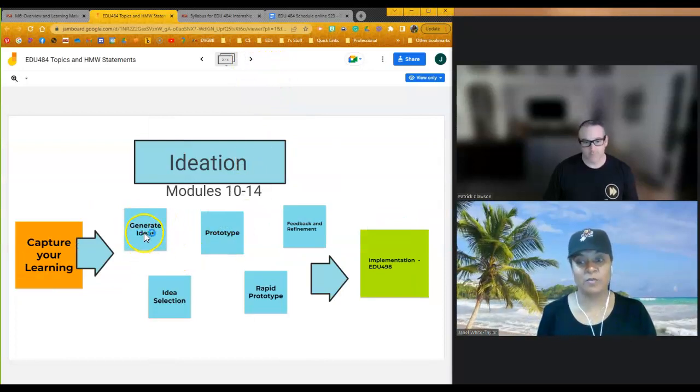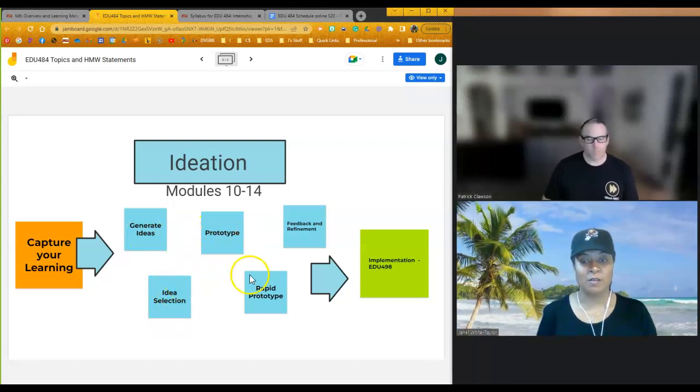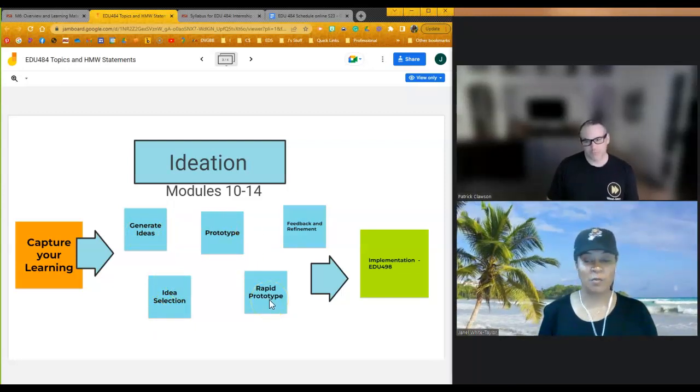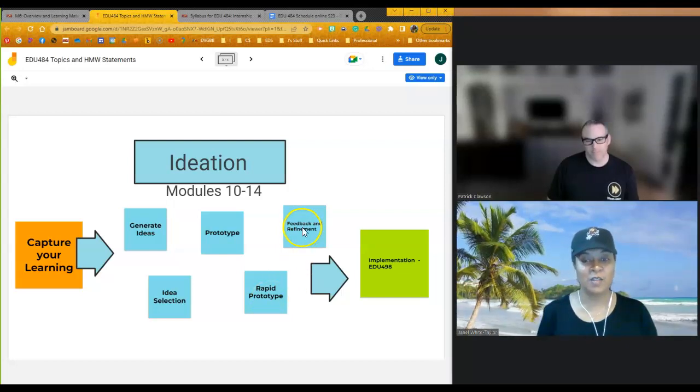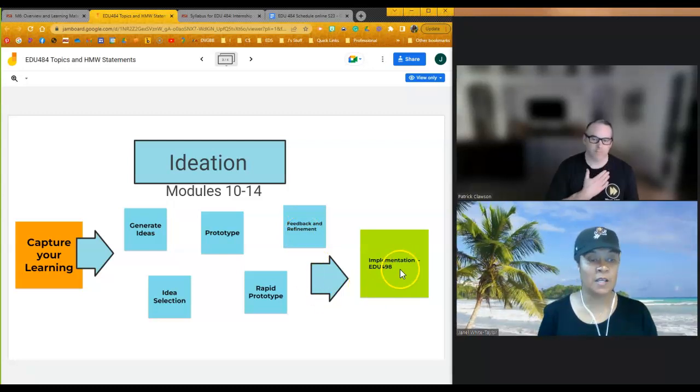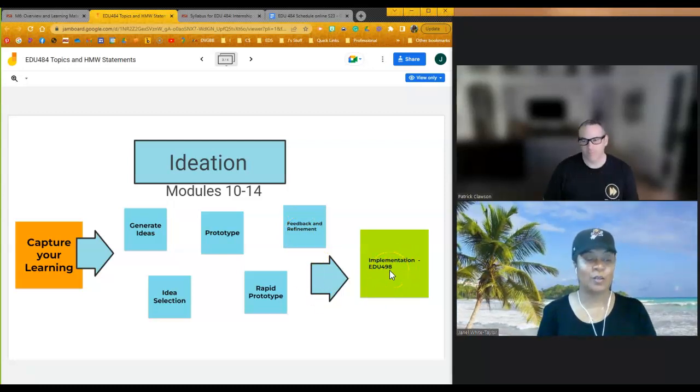So this is where we're generating those ideas. We're selecting an idea. We come up with some sort of prototype. We try it. We want to fail fast. Like we want to get it out there, see if it works. If it works, then we build on it. And then again, that's the feedback and the refinement. And then we're going to wrap this semester up and we're going to head into 498. And then you're going to start looking at the implementation of it in a full-scale pilot.